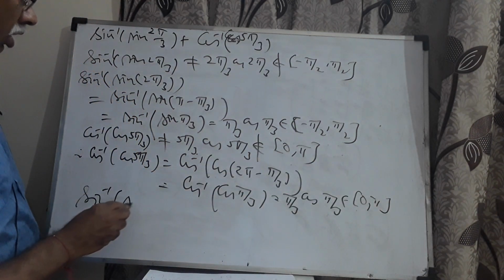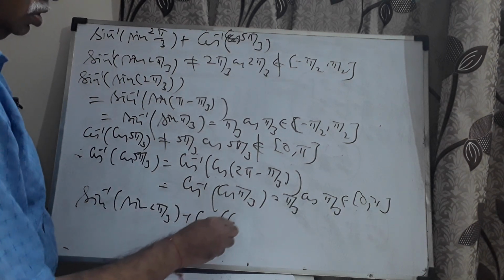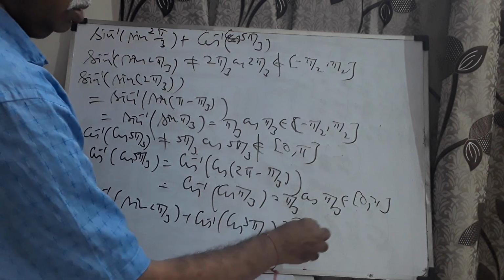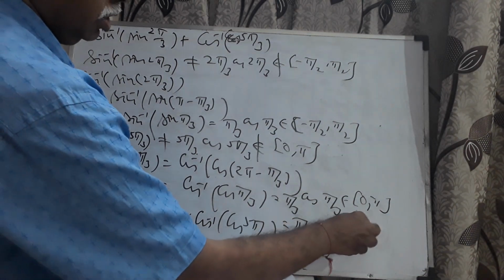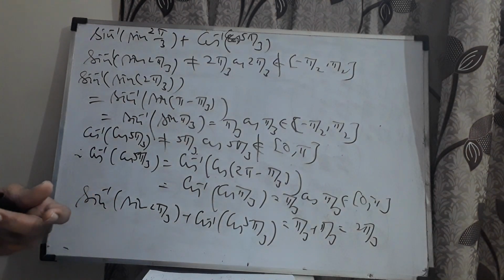Therefore, sin inverse sin 2 pi by 3 plus cos inverse cos 5 pi by 3 is equal to pi by 3 plus pi by 3. The final answer is 2 pi by 3. Final answer happens to be 2 pi by 3.